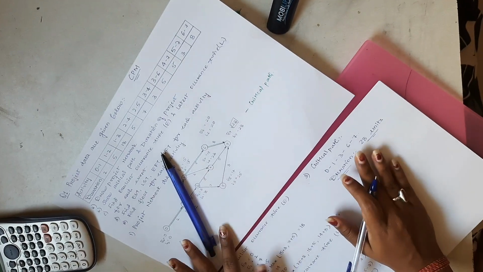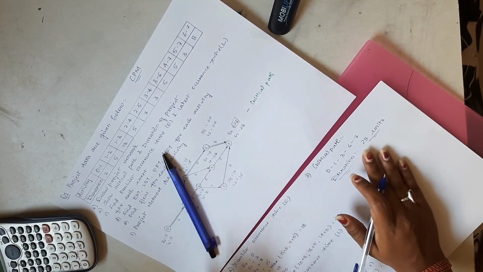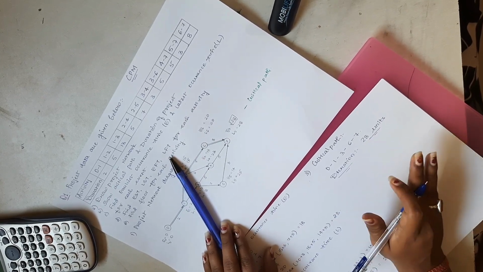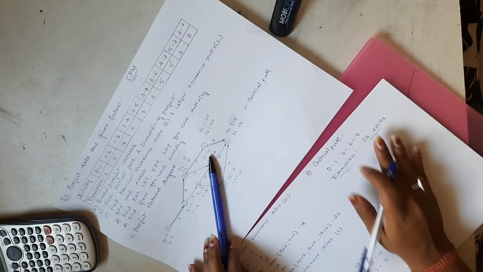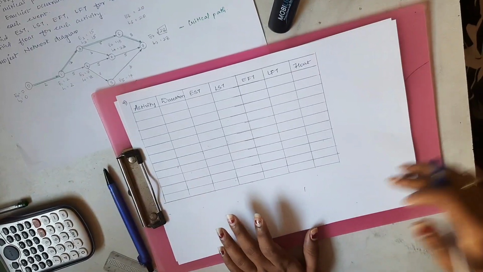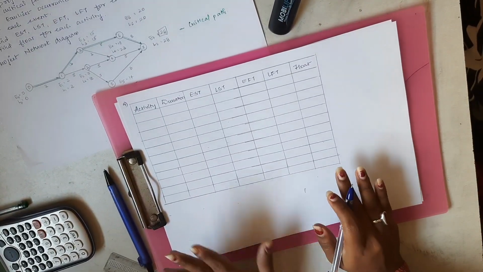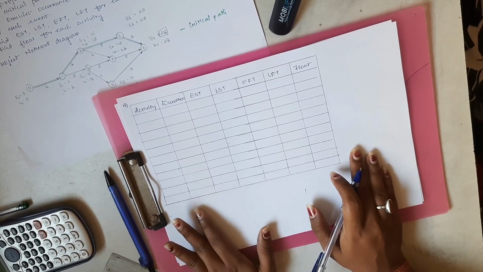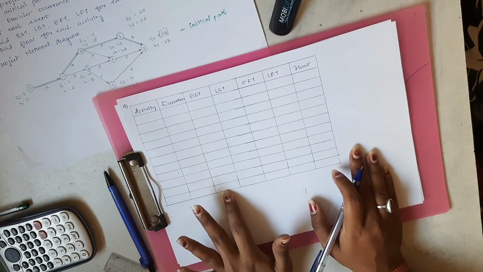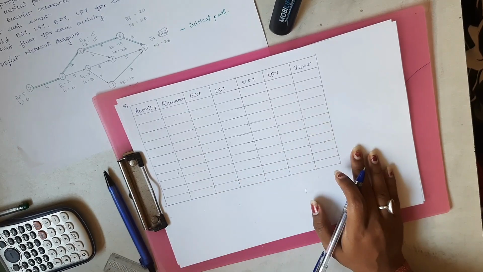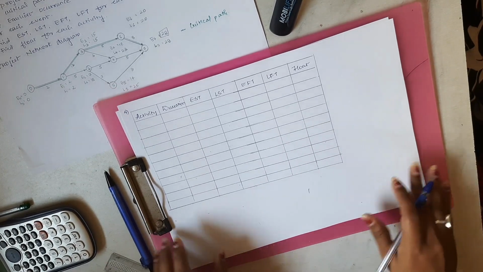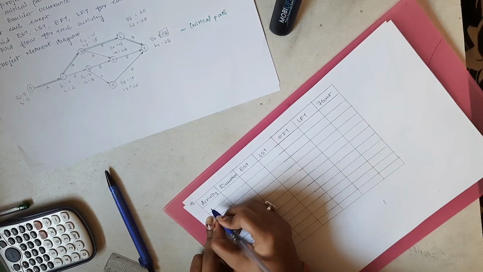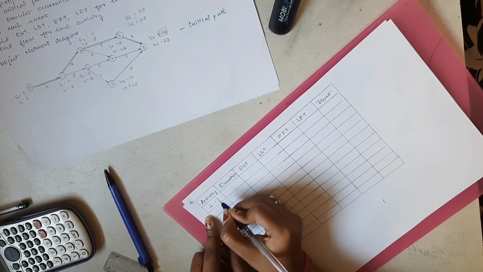Now the next part will include drawing a table for calculating EST, LST, EFT and LFT for each activity. So we will draw a table for it. So now we will proceed to our next step, that is step number 4, wherein we are going to draw a table which looks like this, which will include the activity, duration, EST, LST, EFT, LFT and float. Okay, so now we are going to fill in the activity in the order where we are going to refer to it in the way I, J.